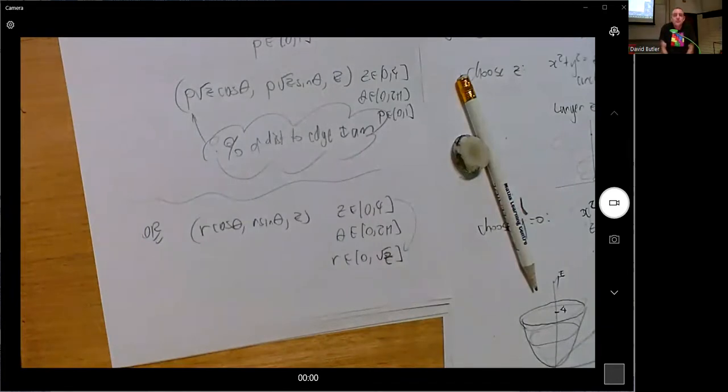Thoughts or questions? In that case, I'm going to stop there because this stool is very uncomfortable.